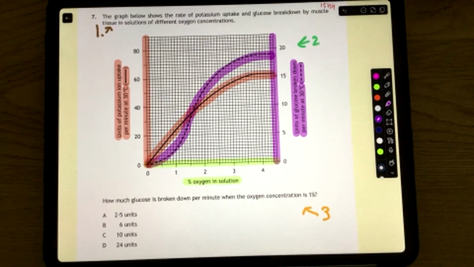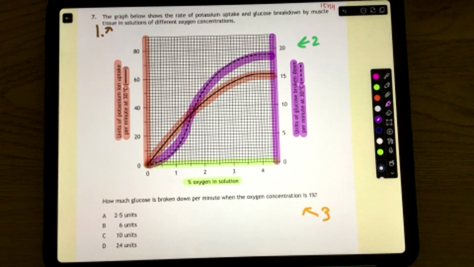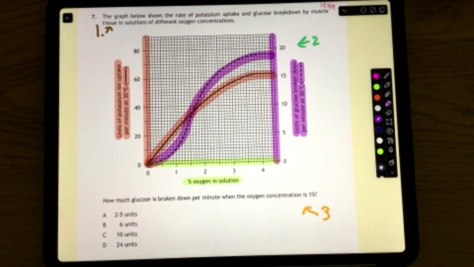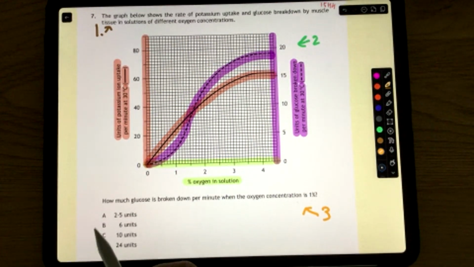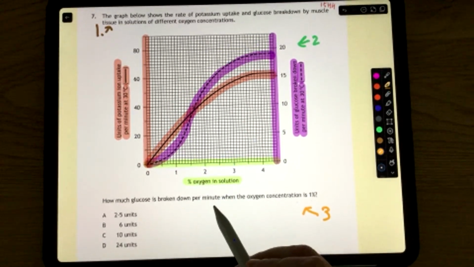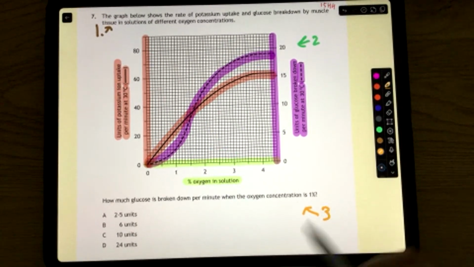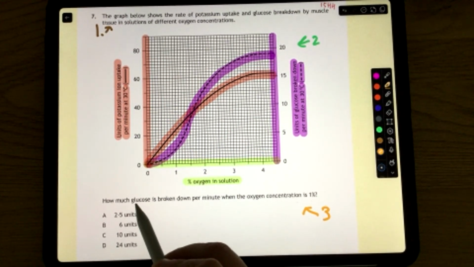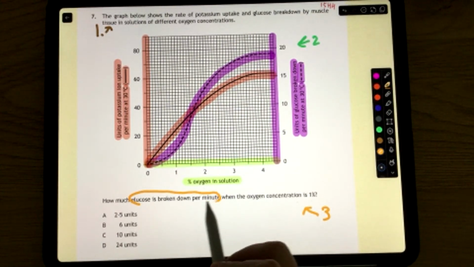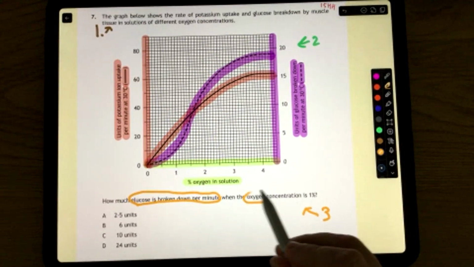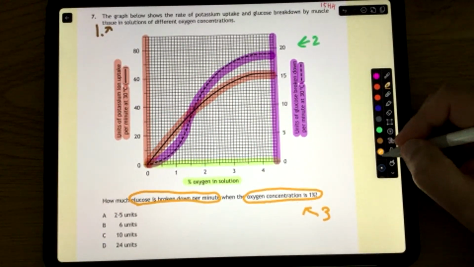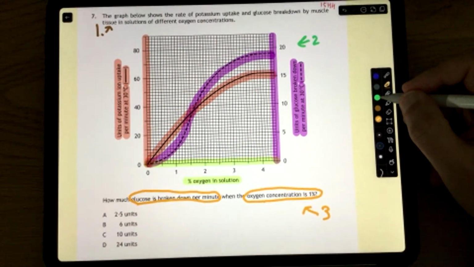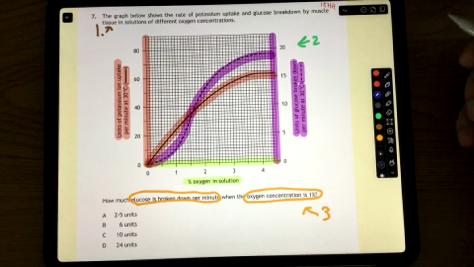We have sorted all the information in the graph and we know exactly what story the graph is trying to tell us. And now we go into stage 3, which is looking at the actual question. When we look at the question, we're looking for hints. Okay, so how much glucose is broken down per minute when the oxygen concentration is 1%, right? So the key things that I'm picking up here is glucose broken down per minute, and also oxygen concentration at 1%. Right, so with that in mind, what colour will I go for here? I'll go for this nice blue.